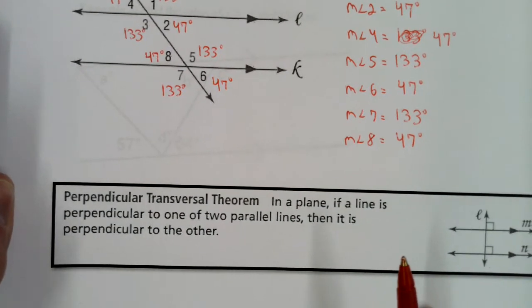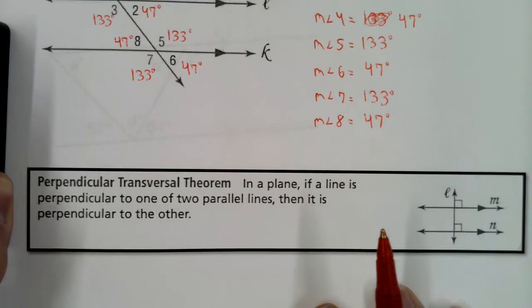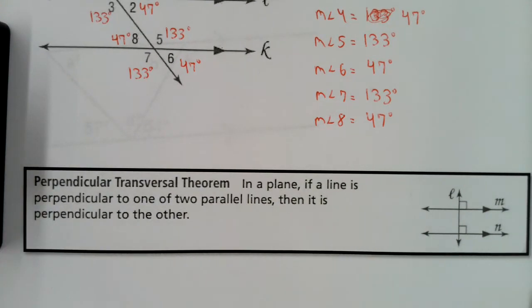Moving on, we have one theorem at the bottom of this page. It says, in a plane, if a line is perpendicular to one of two parallel lines, then it is perpendicular to the other. So for example, we have two parallel lines, M and N, as noted by these symbols. If you know that L is perpendicular to M, then it means that L has to be perpendicular to N also. That's what that theorem is saying.